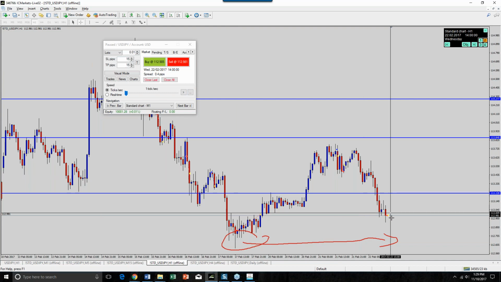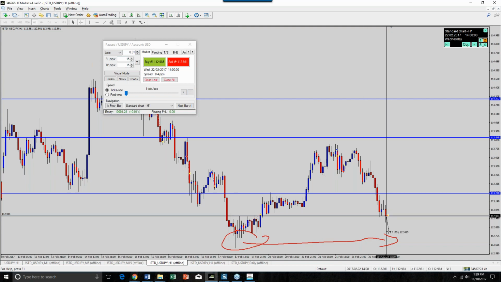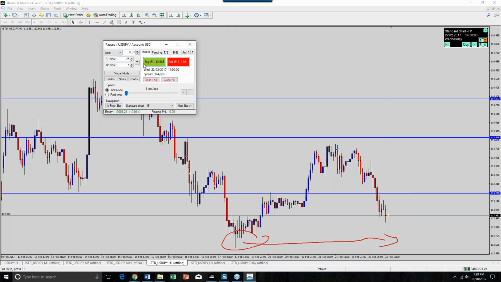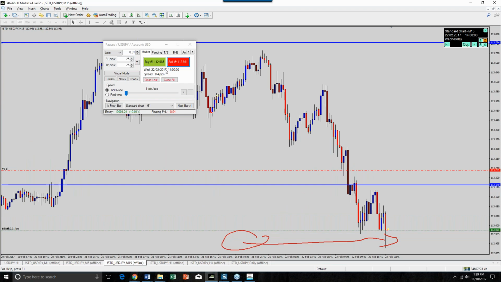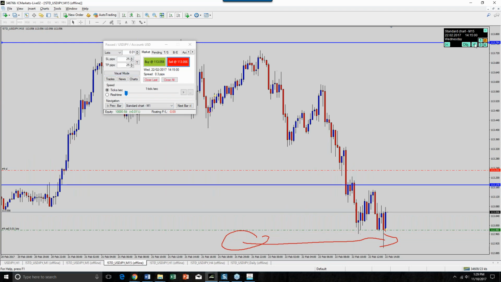So when we go from this level here to, so 25 pip gain, 25 pip stop. Okay, so that's what we're looking for. That's what I'm aiming for with this trade. That's what we should be hitting on this in terms of the trade itself. So let's continue.